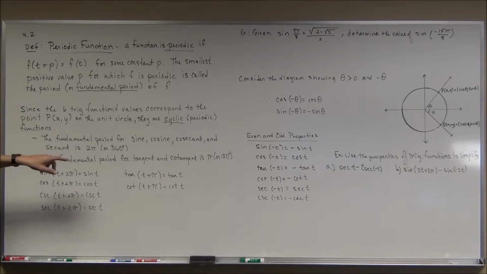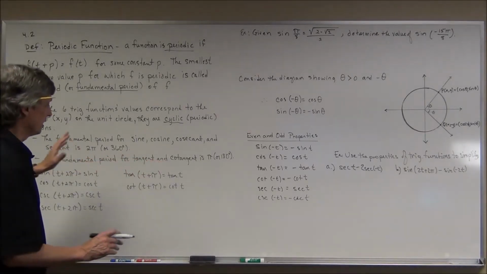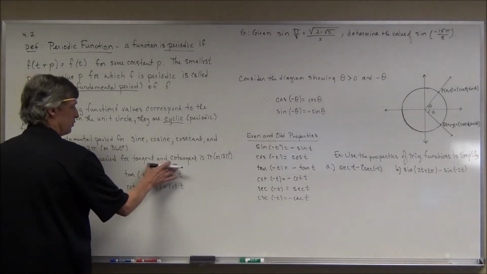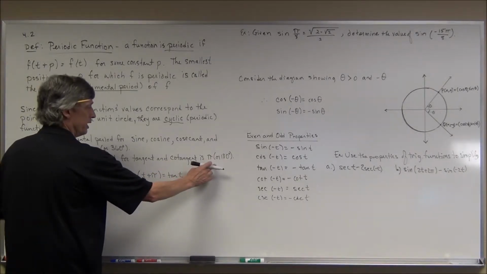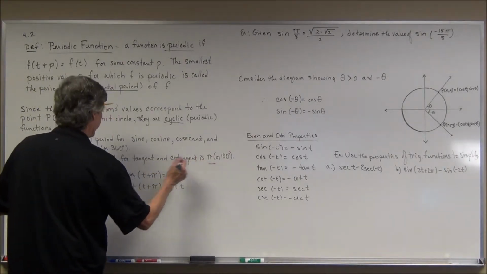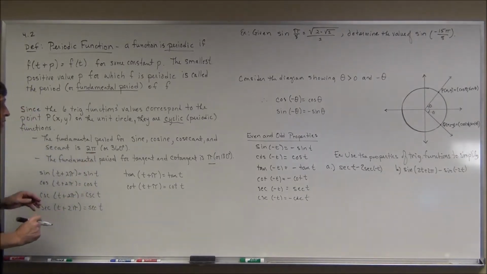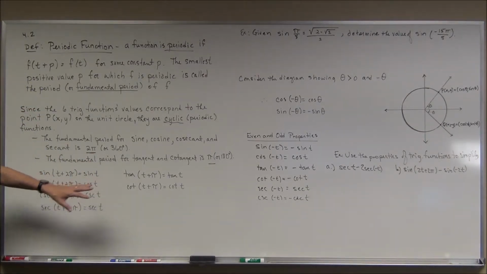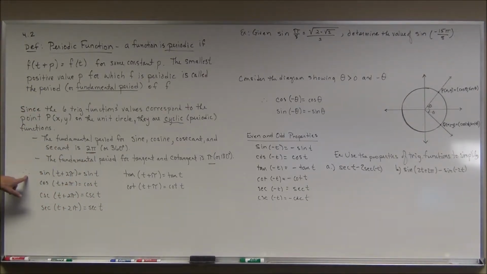The fundamental period for tangent and cotangent is kind of different, because remember, they're a ratio of two functions. It is 180 degrees or pi. You have to keep track of this. Those are things you're going to want to remember. Now I've written them out the long way. Remember, 3 dots like that means therefore: the sine of t plus 2 pi is equal to the sine of t. If you add 2 pi or any multiple of 2 pi, and that includes negative multiples, we're going to get the same value. Not the same angle, but the same value.